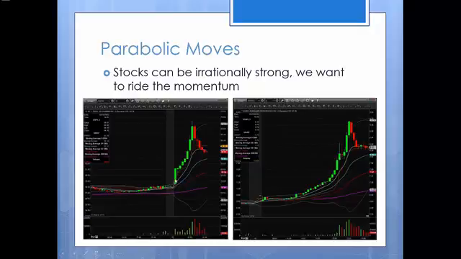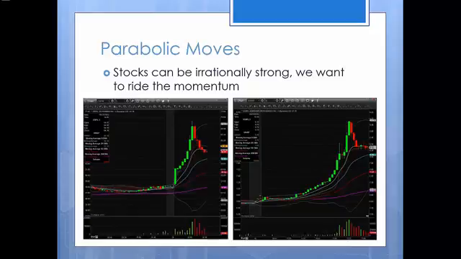Okay, this is a move here from $59 up to almost $70. Here's another one from $660 up to $920. These are huge moves, right? And the thing is, we see these almost every week. You know, we see stocks doing this type of stuff. These are stocks that are the right type of stock to trade.